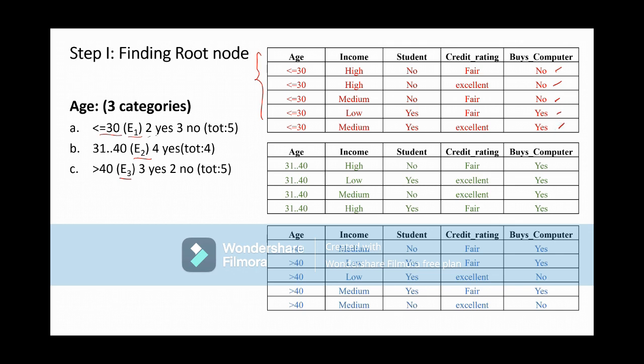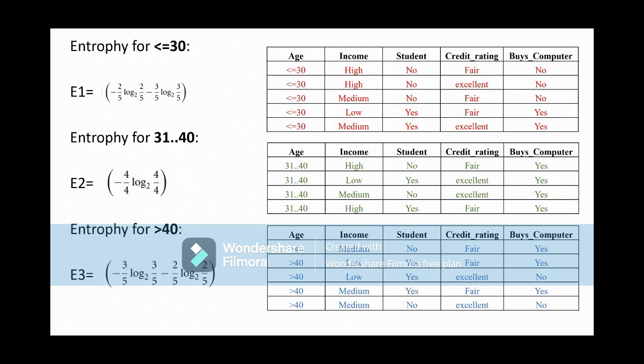For less than or equal to 30, I have 2 yes and 3 no, so there are 5 in total. For 31 to 40, I have 4 yes. And for greater than 40, I have 3 yes and 2 no. Those are mentioned here and are used for the calculation of entropies. The entropy for that category can be calculated as E1 equal to minus 2 by 5 log 2 of 2 by 5 minus 3 by 5 log 2 of 3 by 5.